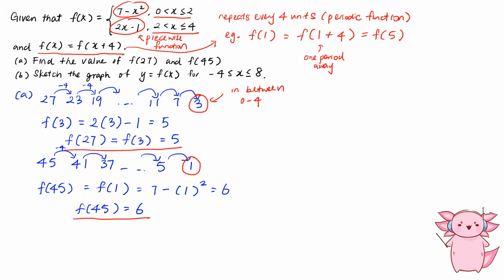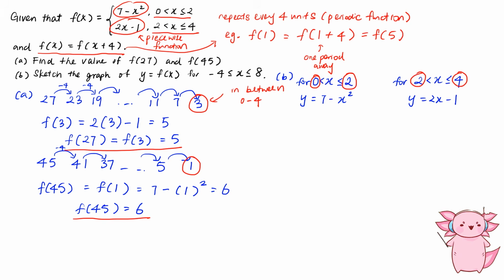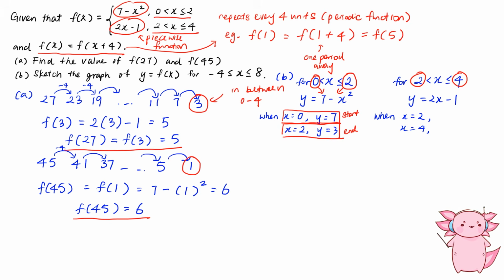In order to sketch this graph, we have to find the starting and ending points of these two parts of the function here. So putting x equals 0 and x equals 2 into y equals 7 minus x squared, we get the starting point of y equals 7 and the ending point of y equals 3. So let's do the same for the other part of the function, and we get the starting point of y equals 3 and the ending point of y equals 7.